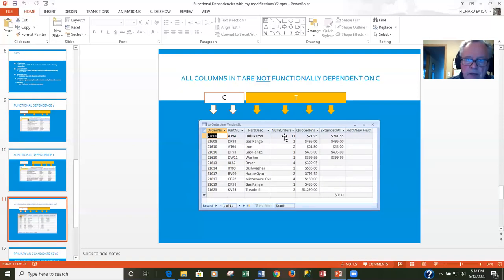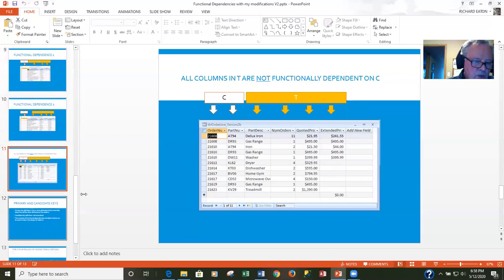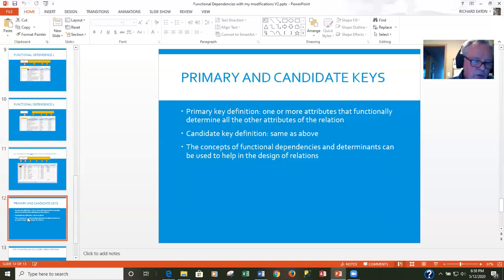Here's another issue here. We have the number ordered and the quoted price. If we multiply the number ordered times quoted price, we would have an extended price. So these 2 columns here determine this column. But the rule is that the primary key has to determine all the non-key columns, and it doesn't in this case. So we'll actually examine this in a lot more detail when we talk about normalization, first, second, and third normal rules.